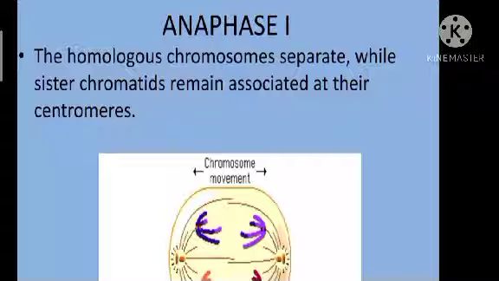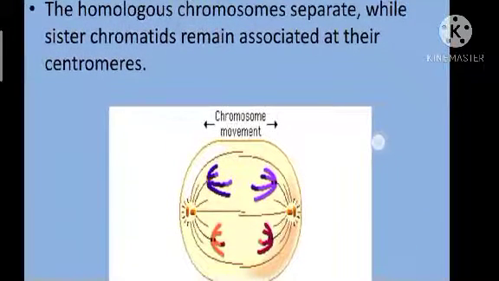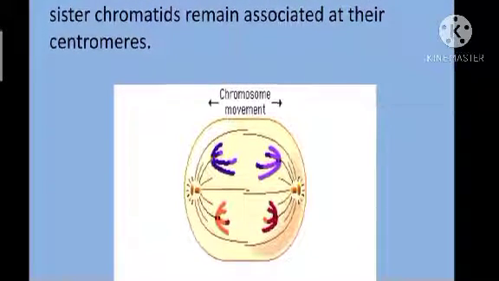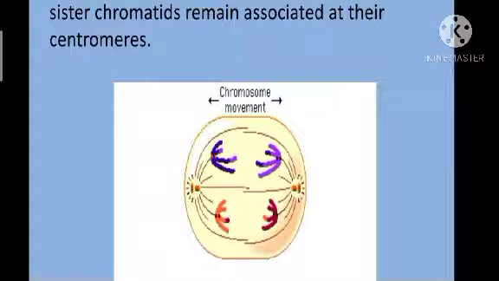Next is anaphase I. During anaphase I, the homologous chromosomes will be separating, and the sister chromatids will remain attached at the centromere only. Due to the contraction of the spindle fibers, the homologous pairs will be separating. The homologous chromosomes will be separating, not the chromatids. That is the main difference between anaphase of mitosis and anaphase I of meiosis. In anaphase of mitosis, we have seen that.